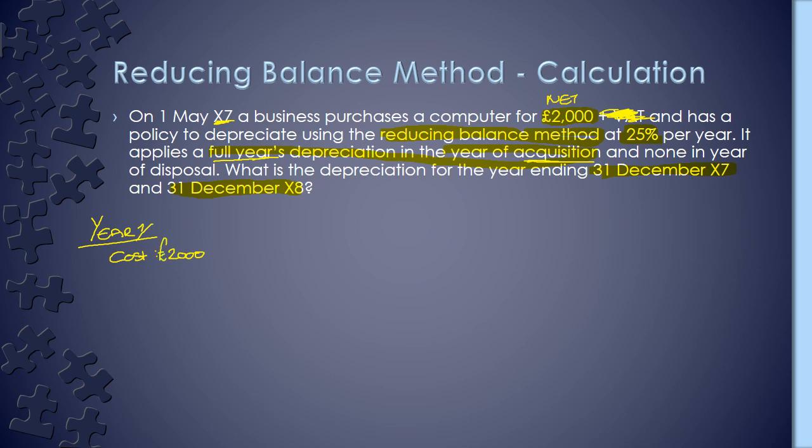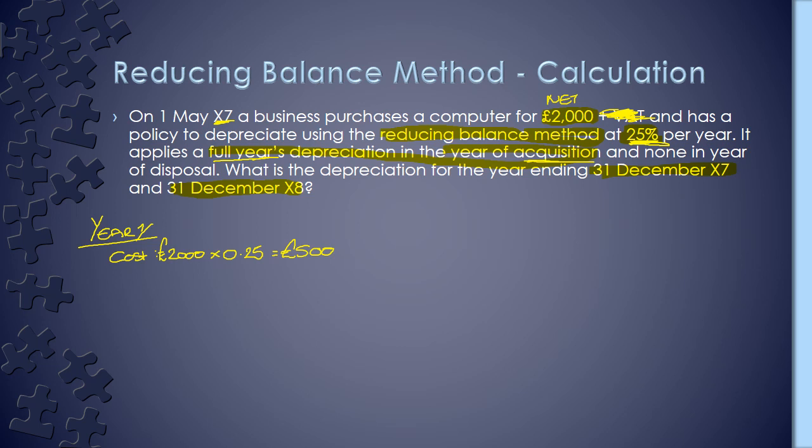Then our reducing balance method is at 25% per year. So we're going to find our 25% of this, and there's a number of different ways you can calculate it. I like the decimal way, but use whichever way you feel comfortable working out your percentages. So when you do your 25% of £2,000, you get 500.